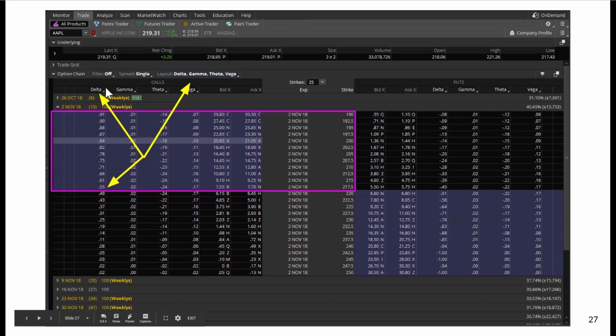And once again, just showing you delta, a delta 55 is barely in the money, and going up from there, you see the delta increases. A 91 delta is basically saying that with every one dollar move, you're getting 91 cents. So nearly a 1-to-1.